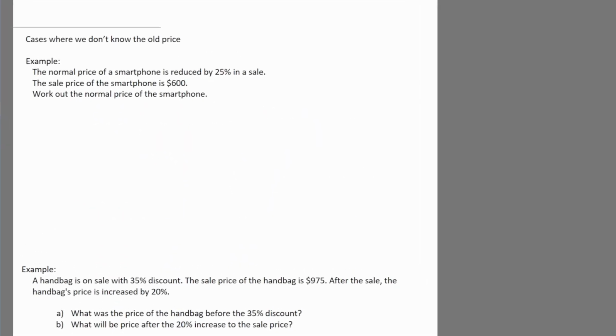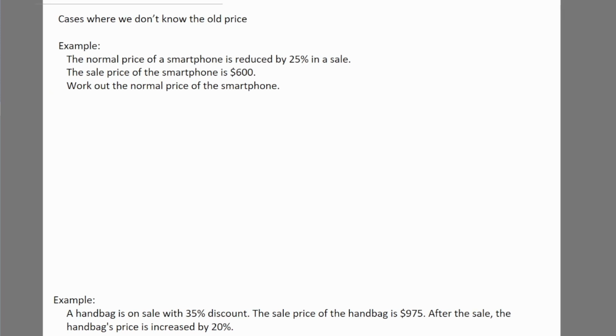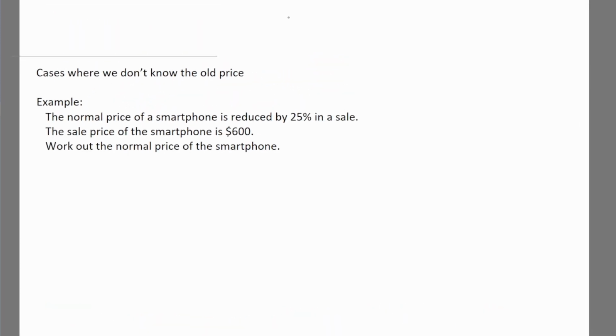So far, we've dealt with cases where we have new, old, and the percentage. For the most part, we've dealt with cases where we knew the new price, we also knew the old price, but did not know the percentage. Or we knew the old price and the percentage, but we did not know the new price. Now we're going to deal with cases where we don't know the old price, but we know the new one and we know the percentage change.